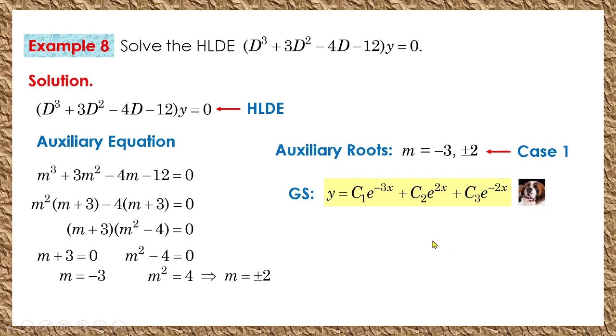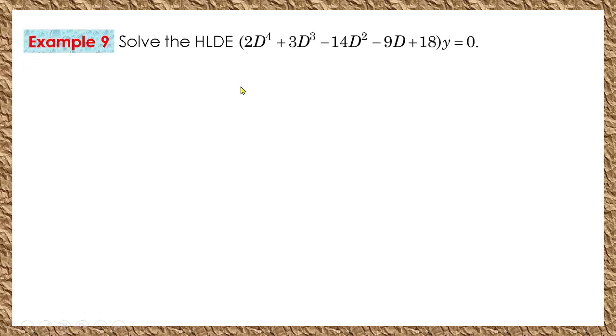Still alive, guys? Yes, Prof. Let's see. Number 9. Solve the homogeneous LDE (2D⁴ + 3D³ - 14D² - 9D + 18) applied to y equals 0.